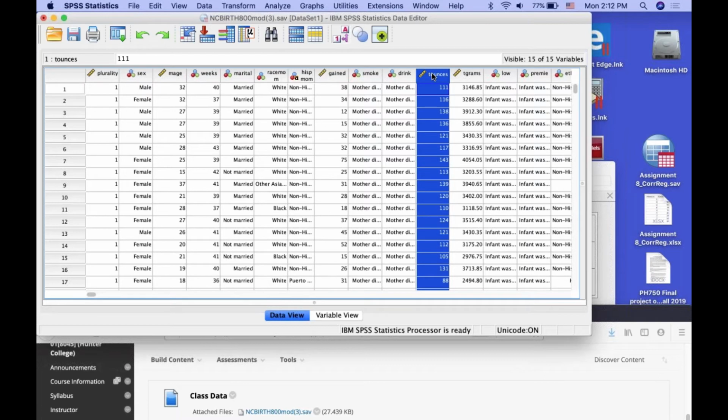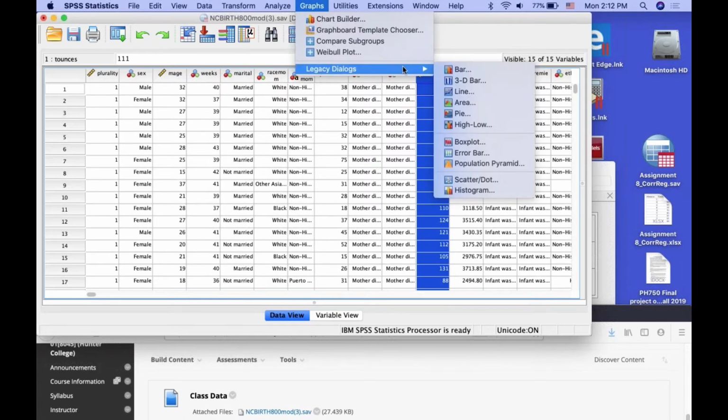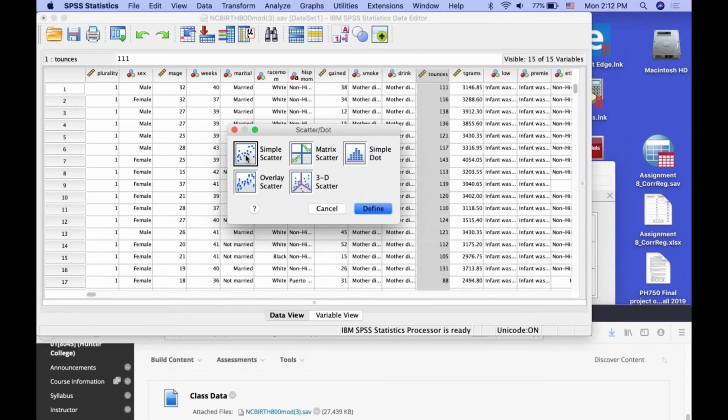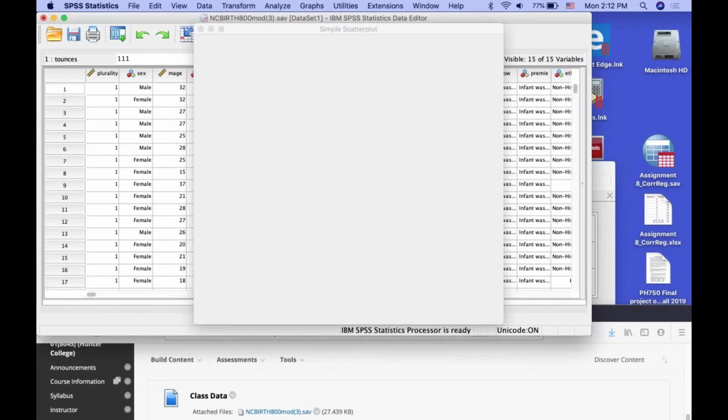We looked at it graphically, right? We made a scatter plot, right? Let's do that. Let's go to the graphs. And again, as I told you before, I used legacy dialogues because I am a legacy. And I go down here to scatter dot, and I'm going to open that.